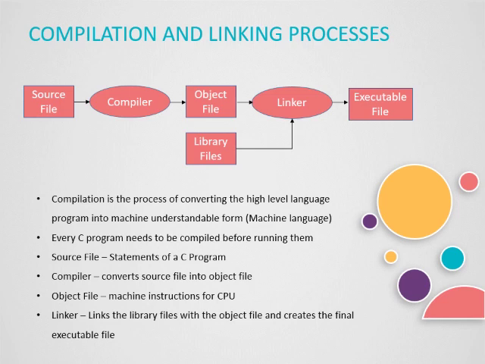Next, let's see about compilation and linking processes. Every C program needs to be compiled before running it. Compilation is the process of converting the high-level language into machine language. First is the source file. It contains the statements of a C program. The compiler converts this source file into an object file. This object file has the machine instructions for the CPU. The linker links the library files along with this object file and finally creates the final executable file. And the final executable file will be run by the computer.